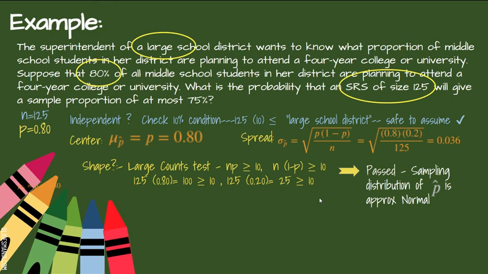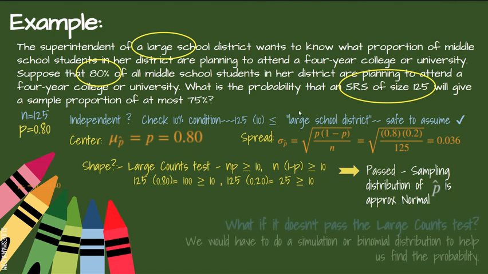So then we would want to solve this by using our normal distribution with this mean and this standard deviation. We want to see at most 75%. So real quick, what if it doesn't pass the large counts test? We would have to do a simulation or use a binomial distribution to help us find the probability. But since we know it's approximately normal, we can use the normal distribution.